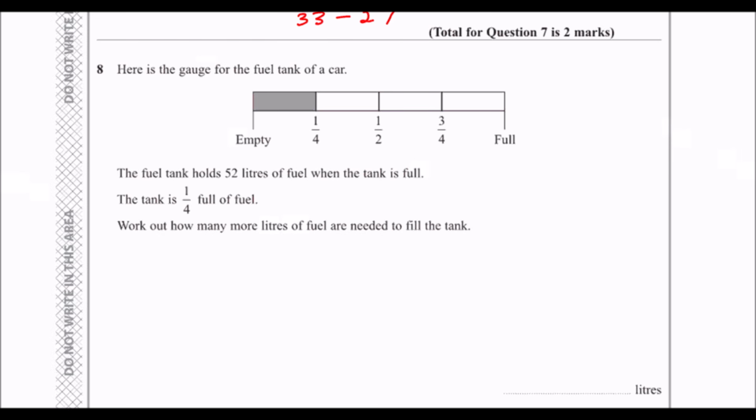Question 8. Here is the gauge for the fuel tank of a car. So it says it's 1/4 full. The full tank holds 52 litres of fuel when it's full. So in total, the full amount is 52. We've got 1/4. How many more litres are needed to fill the tank? So we can work out what 1/4 is and find out how much is in it at the moment. So 1/4 of 52.